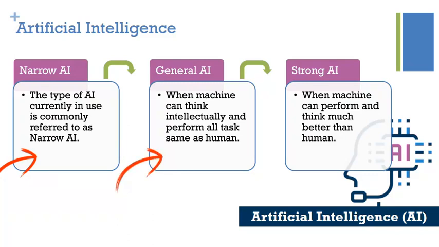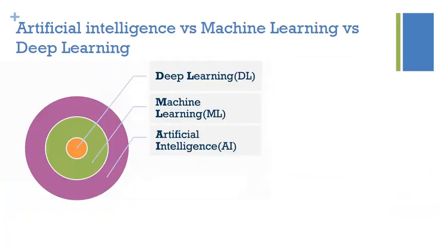General artificial intelligence, when a machine can think intellectually and perform all tasks the same as a human. Strong artificial intelligence, when a machine can perform and think much better than a human. Great, now, let's find out the difference between deep learning, machine learning, and artificial intelligence.